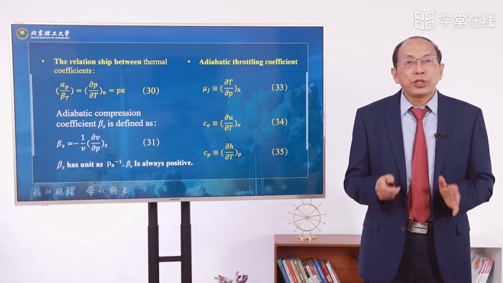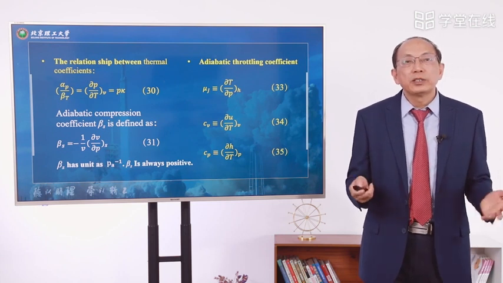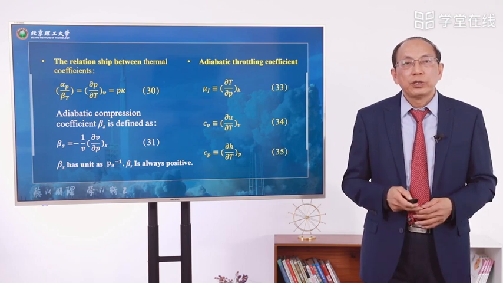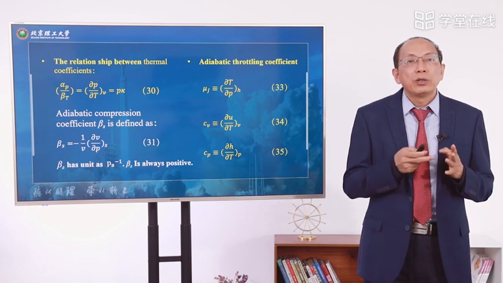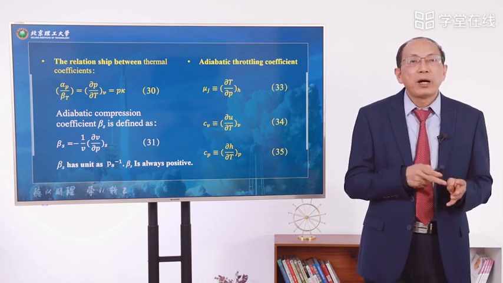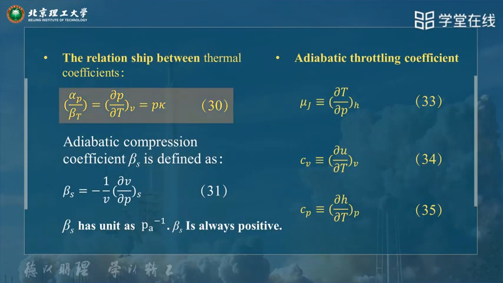The relationship between the thermal coefficients: we have learned several coefficients, so we can build their relation among alpha, beta, kappa. We obtain alpha P over beta T equals partial P over partial T, V constant, which also equals P times kappa. It is equation 30.